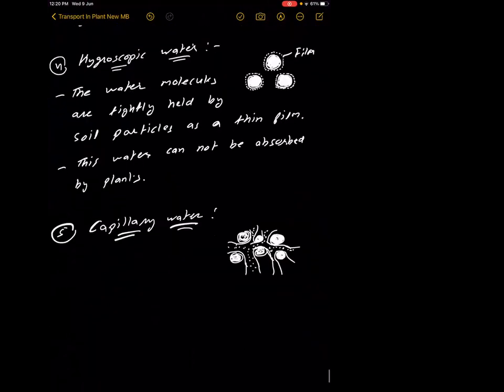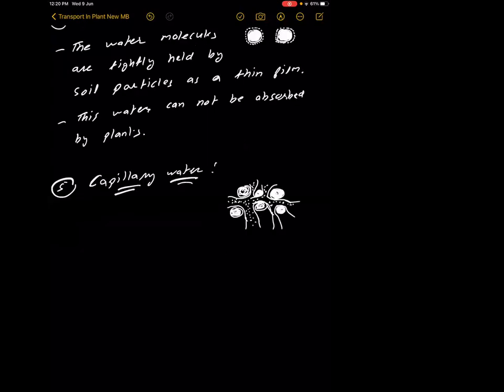So is it clear what is capillary? Yes, sir. Capillary formation occurs. So this is capillary. Capillary means thin space between 2 particles, and the water present in these thin capillary.